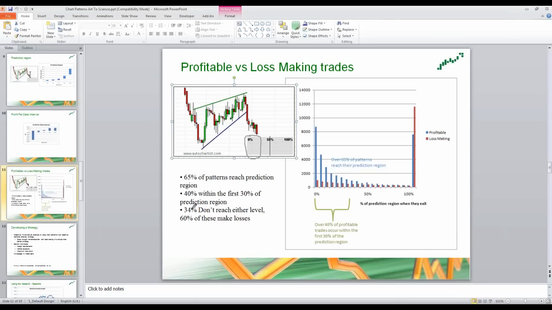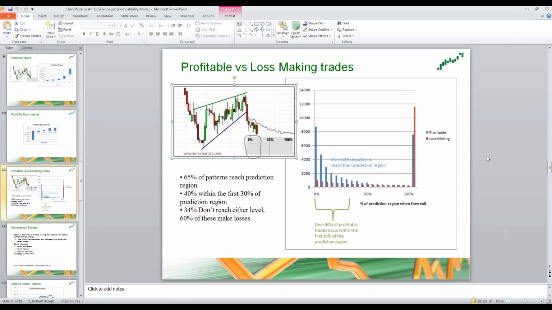34% don't reach their level. Okay, and 60% of these make losses. So, many 34%. What it means is 34% just do this, and they carry on forever like that, and they don't actually reach their level, right?